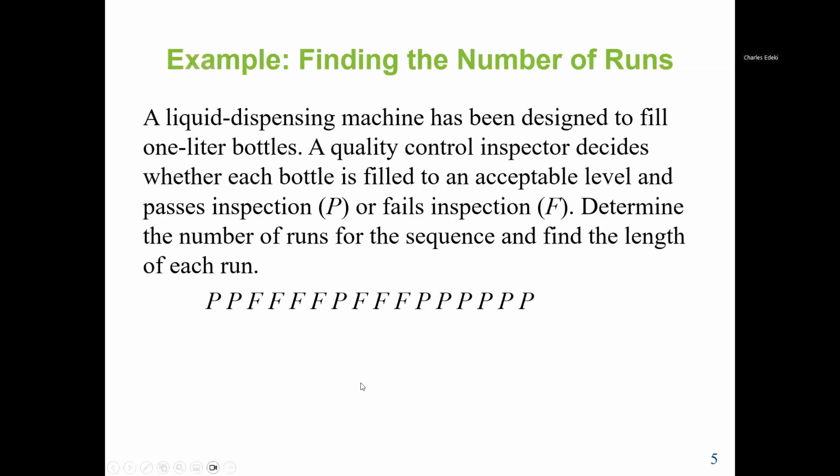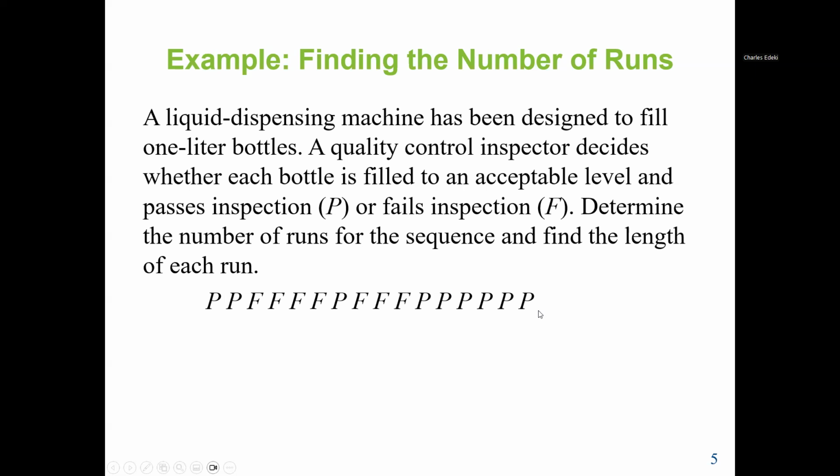Now, let's see an example. Here we have a liquid dispensing machine that has been designed to fill 1 liter bottles. A quality control inspector decides whether each bottle is filled to an acceptable level and passes inspection, P, or fails inspection, F. Determine the number of runs for the sequence and find the length of each run. So this is our sequence here. We have PP, 4F, P, another 3F, then P's.